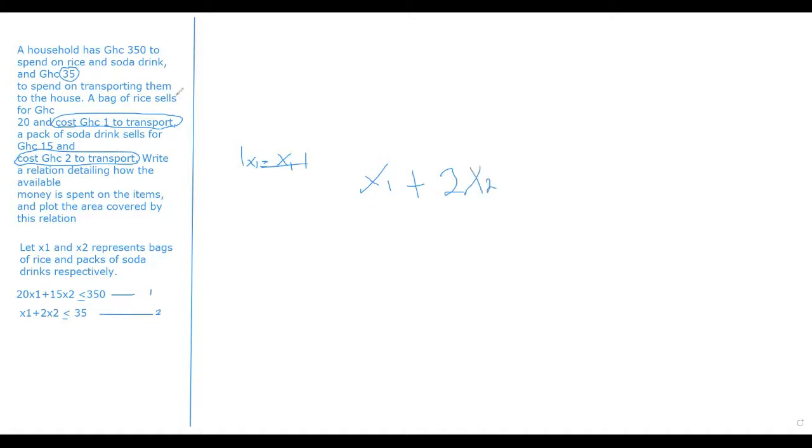Then this one is an inequality. The household has 35 Ghana cedis for transport. You cannot spend more than what you have, so it is either equal to or less than what they've mentioned. That's why they got 35. And this is how we came about the second expression. Is it okay now, Fifi?